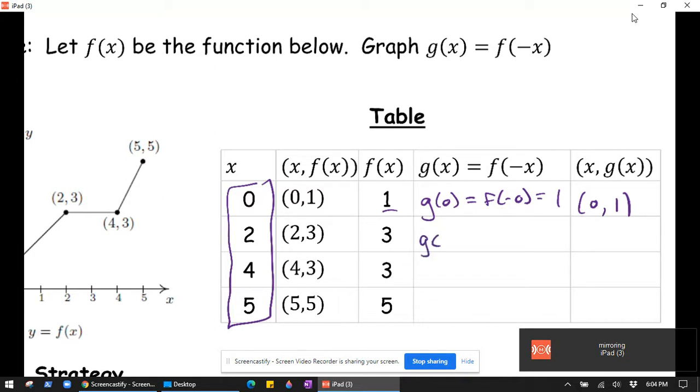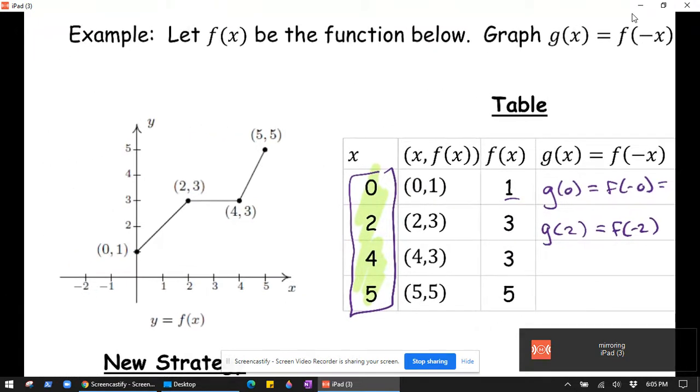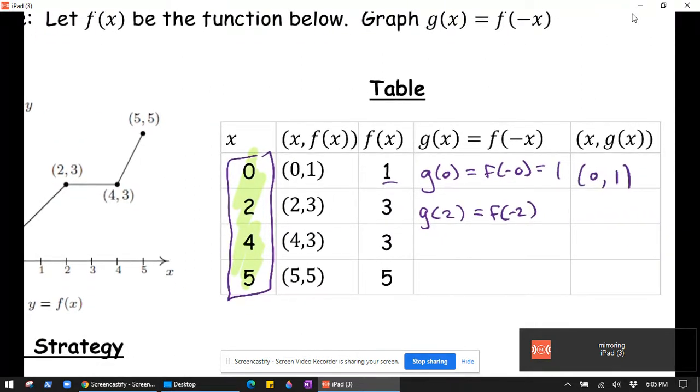g of 2 would be f of negative 2, according to this rule. Now we have a problem, because negative 2 is not in the domain of f, because this is the domain of f, those 4 points, or those 4 points and values in between. Maybe it's best to look at the graph. Negative 2 is not in the domain. The domain goes from 0 to 5. So we don't know how to do this. And similarly, we're going to run into the same problem down here. So this strategy is not going to work. We can't just directly input the old x values.